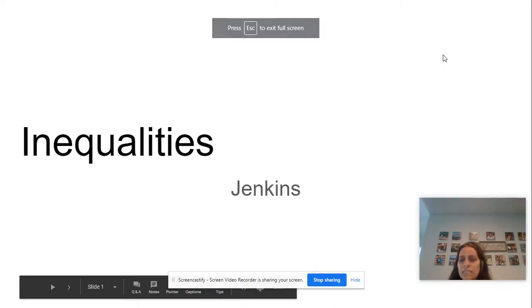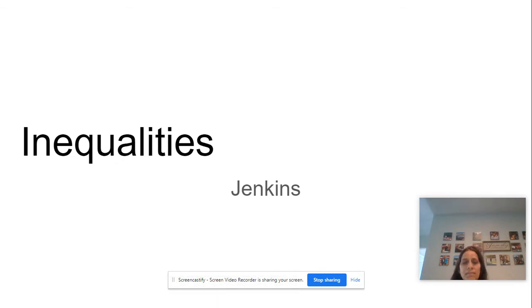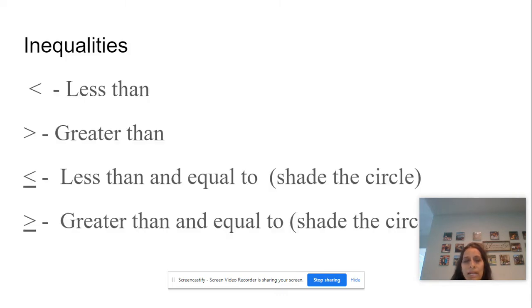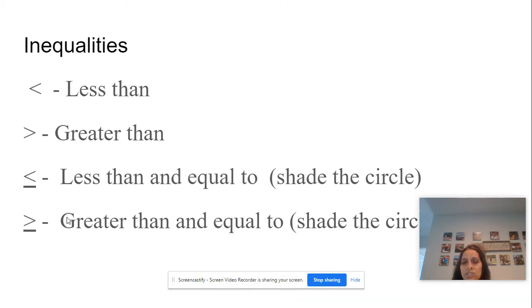Okay, so today we're going to talk about inequalities. Mr. Sherbert has gone over on the previous lessons about what inequalities are and what they mean. Remember, as a review, these are the signs that we use for inequalities. We use the less than sign, the greater than sign, the less than or equal to sign, and the greater than or equal to sign. These four signs let you know we're talking about an inequality.